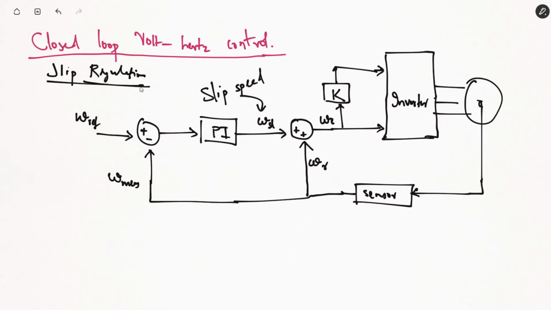Using the PI controller you are obtaining omega SL, जो आपका sensor है, that's giving the rotor speed, the measured value of the rotor speed. Omega R plus omega SL is equal to omega E, where omega E is the synchronous speed of the induction motor. Since we are feeding the synchronous, fine, so this is omega SE.